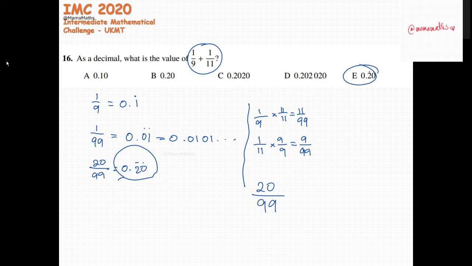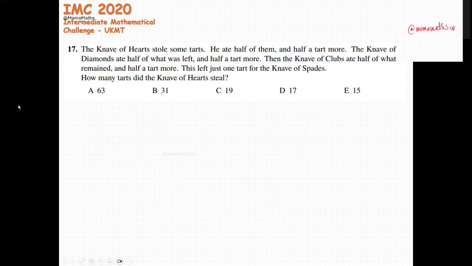Next, question number 17. The knave of hearts stole some tarts. He ate half of them and half a tart more. Let's say the knave of hearts stole x tarts. So he ate half of them and half a tart more, so whatever's left is 1/2 x minus a half.